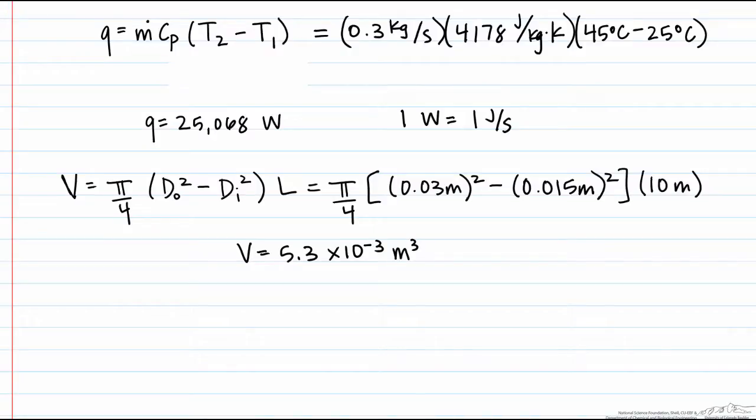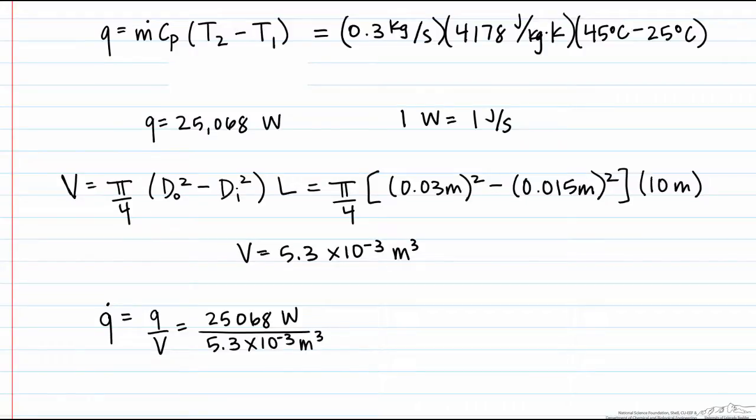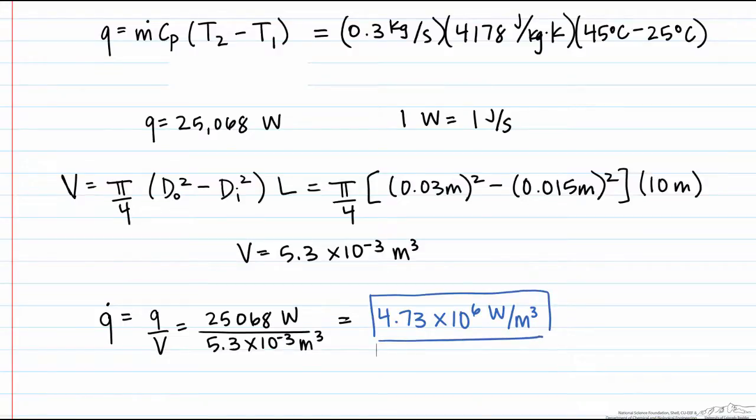And finally, we can calculate our heat generation, which is 25,068 watts divided by our 5.3 times 10 to the minus 3 meters cubed. And that's going to equal 4.73 times 10 to the 6th watts per meter cubed. So in other words, it's going to take 4.73 times 10 to the 6th watts per meter cubed in order to heat the water from an inlet temperature of 25 degrees to an outlet temperature of 45 degrees C in a pipe that is 10 meters long.